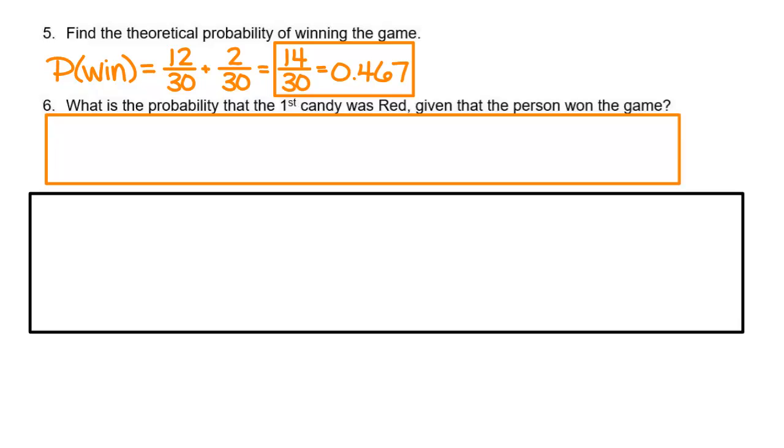What was our estimated probability of winning just from the way things turned out in the class? 0.47. We got really close to the true theoretical probability. We estimated 0.475, and the true theoretical probability is 0.467.